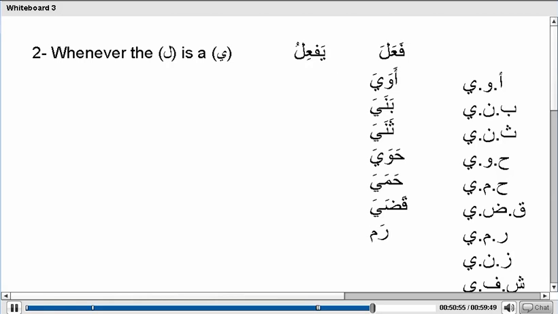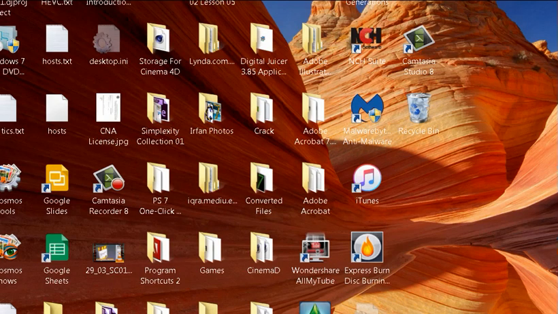Ramaya, he threw. Yes, also "decreed" is right. Threw. He threw, or he shot. Ramaya, he threw, and you can also use it for shooting as well.